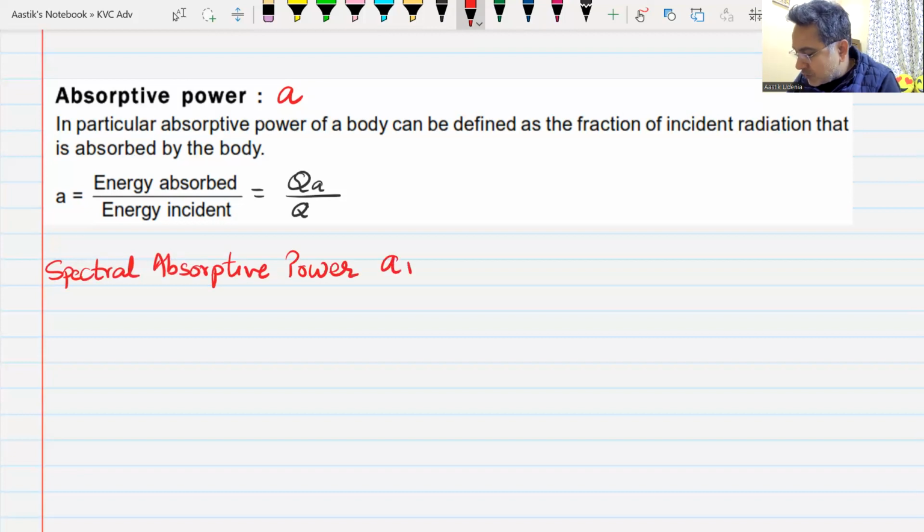Spectral absorptive power, A lambda. Now, what is this spectral absorptive power? Any idea?